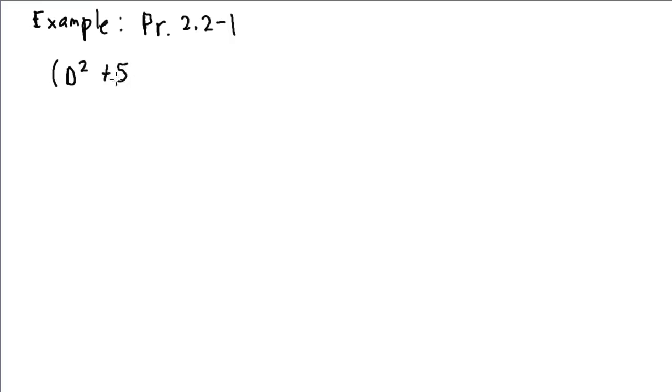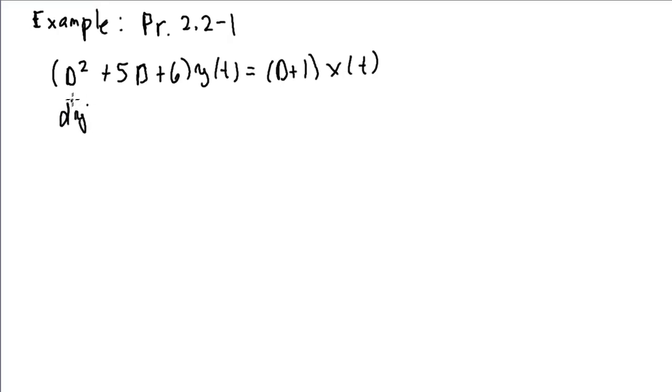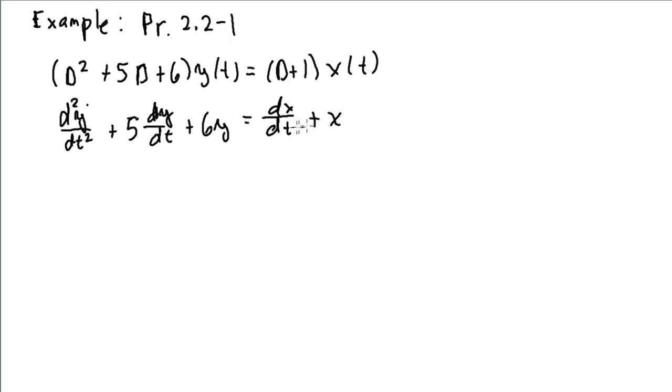a differential equation, D squared plus 5D plus 6 y of t is equal to D plus 1 x of t. This of course would correspond to the differential equation d squared y dt squared plus 5 dy dt plus 6y is equal to dx dt plus x.